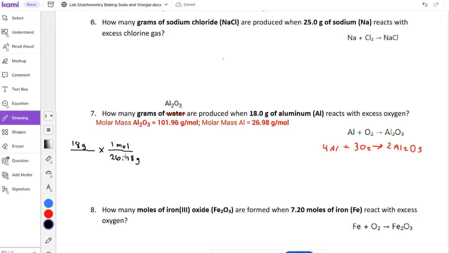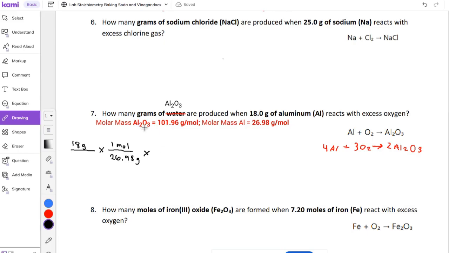When you do this, you can see 18 is less than 26.98, so this is less than 1. It's point something moles, like point, I don't know, 7 or something. But if we do that, that will give us how many moles. But if we just keep going, we can do it all at once. And if sometime you want me to show you how to do it step by step, I can. All right, so now we're going to do the mole ratio.